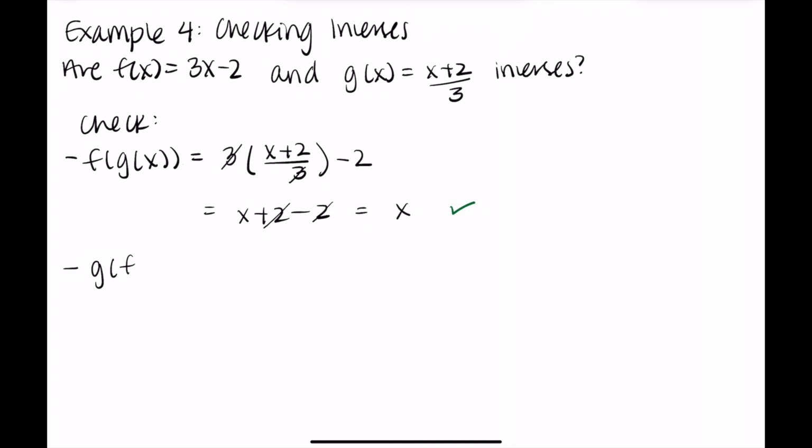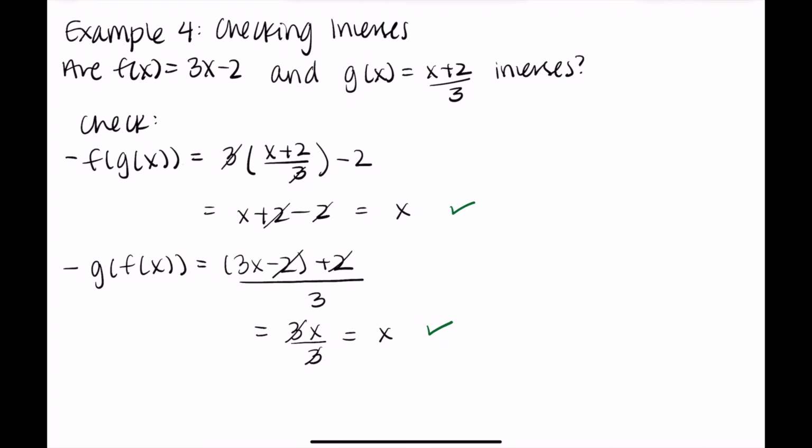So we'll do g of f of x. For g of f of x, we'll go ahead and start with our g function and plug in f of x where we see the x term. So we'll have 3x minus 2 plus 2 divided by 3. Our 2's will cancel out, then we're left with 3x divided by 3, and our 3's cancel out, so that leaves us with x. So this one equals x, our previous check equals x. Since both of them equal x, that means that the functions are indeed inverses of each other. So that wraps up our final example question for today.